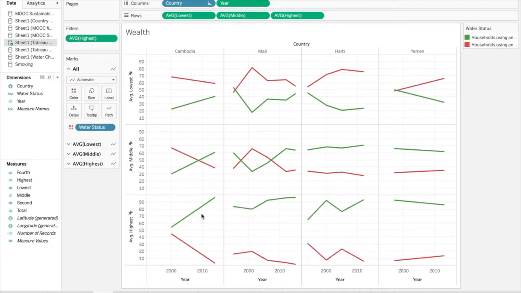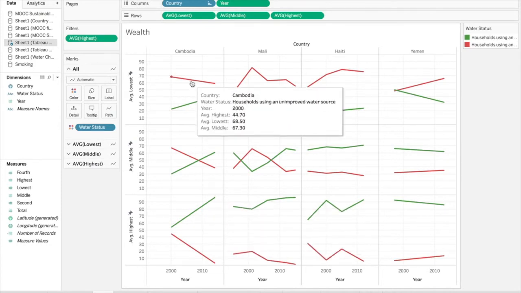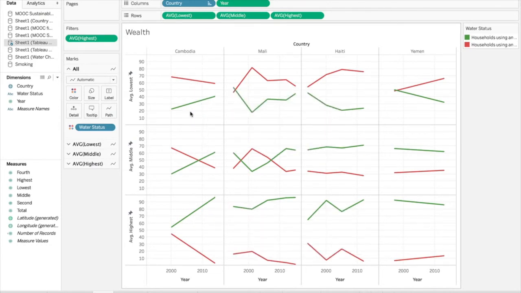Lines with greater slopes indicate faster change, and lines with flatter slopes indicate slower changes. You can see that the wealthy line is much steeper than the poorest line. The rate at which wealthy individuals in Cambodia are getting access to improved water is greater.